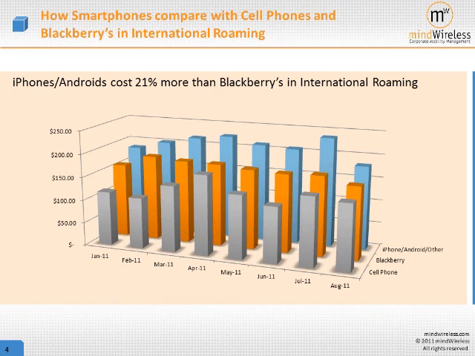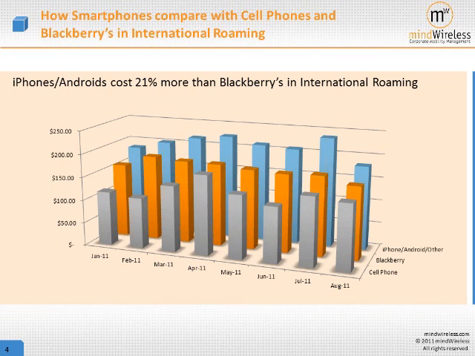Cell phones had the lowest cost per user, averaging around $140 per month in roaming charges. Again, this is just roaming charges, not including domestic access fees and domestic charges. This is purely international roaming. BlackBerries were next at around $170 per user, and smartphones were 21% higher than BlackBerries at nearly $210 per user. The increased use of data on smartphones is attributed to the higher cost of international roaming.